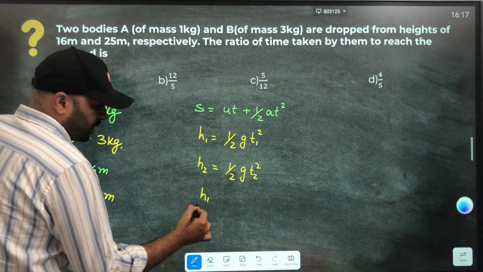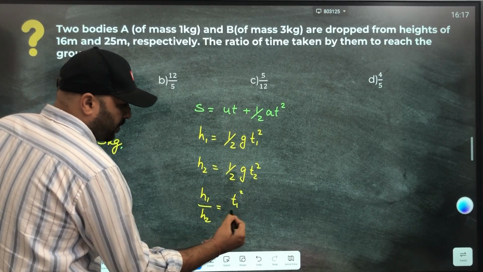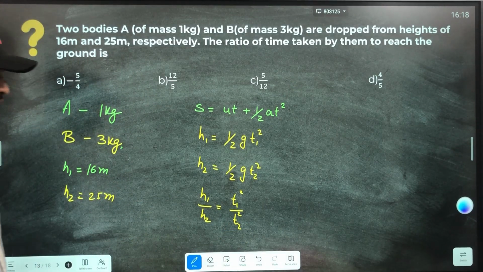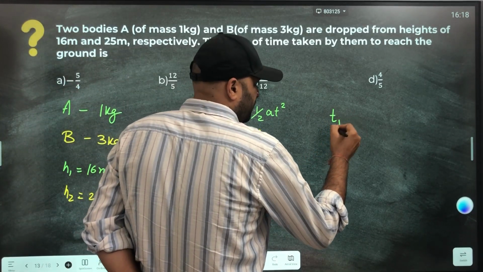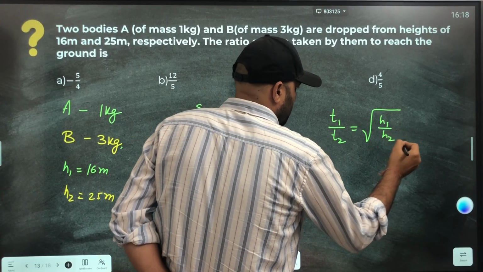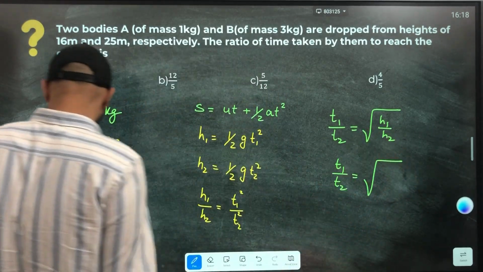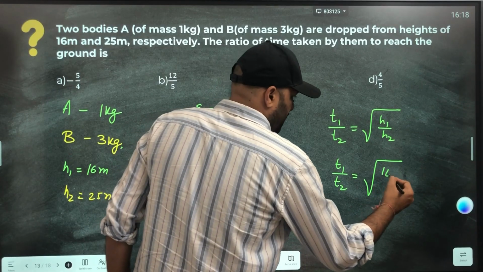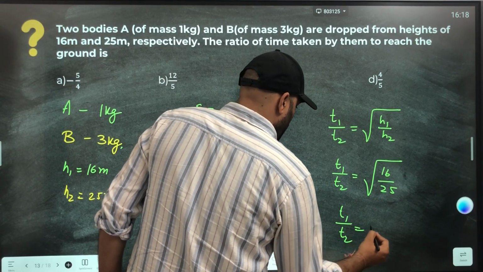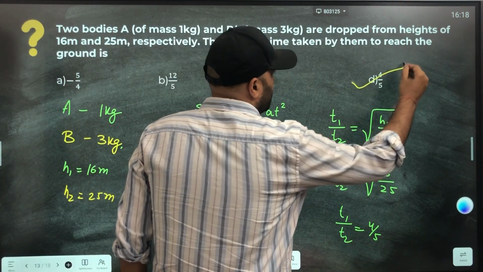So let's figure out h1 upon h2. Half g cancels, t1 square upon t2 square, right? Let's substitute the values. So t1 upon t2 will give me straight away root under h1 upon h2. And t1 upon t2 is under root, what is the value of h1? What is the first height? 16. And h2, 25. So this will give me t1 upon t2 as 4 by 5. Correct? So 4:5, that's the ratio of time periods.